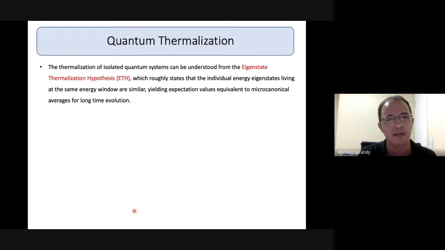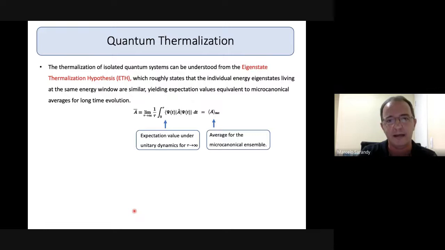This erasure of memory and this thermalization effect can be understood from the eigenstate thermalization hypothesis. It roughly says that individual energy eigenstates, if they live in the same energy window, yield the same expectation values for local observables if we wait a long time. So they all behave the same, right? If we expand the state vector in terms of these eigenstates, and wait a long time, suppose A here is a local observable, a local magnetization, for instance, then we get at the end the expectation value predicted by the microcanonical ensemble, as is expected for an isolated system, right?